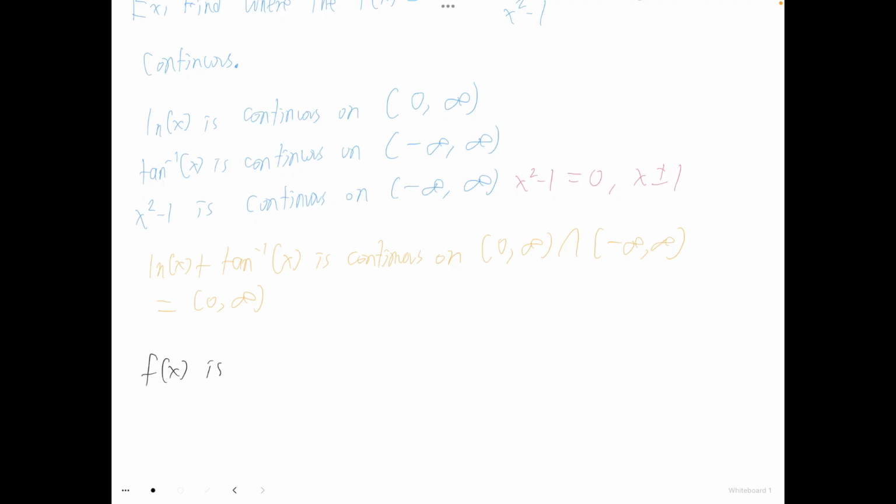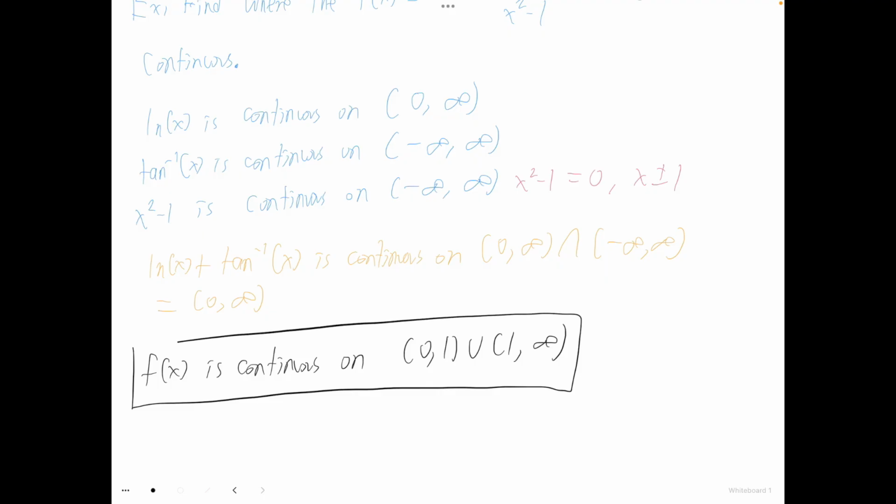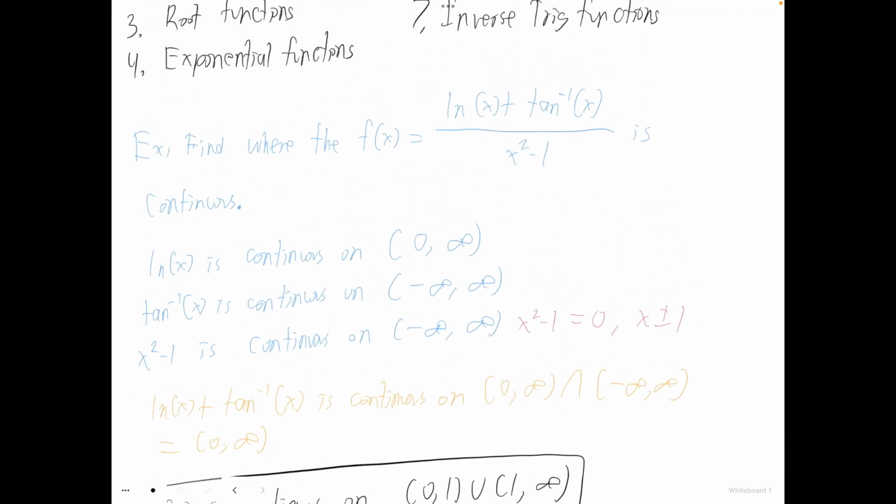So our function f of x is continuous on 0 to 1 union 1 to infinity. Again, we have to drop out that point of 1 because we can't divide by 1, but we're continuous for everything else. And so here we were able to figure out where this rather complicated looking function f of x was continuous just by using the fact we know functions are continuous on their domains, and we're basically just checking where these functions are defined.